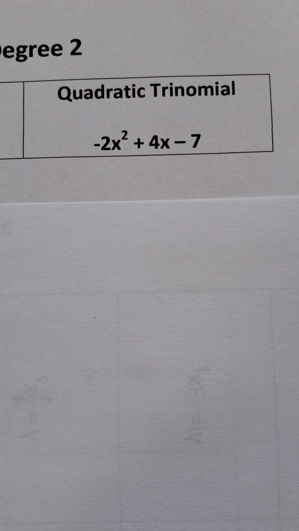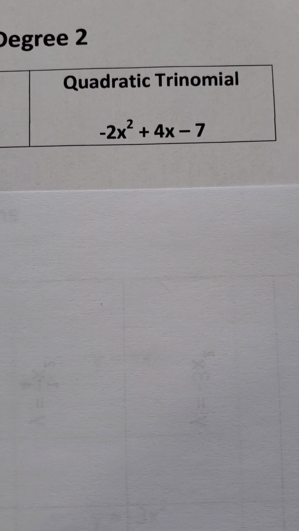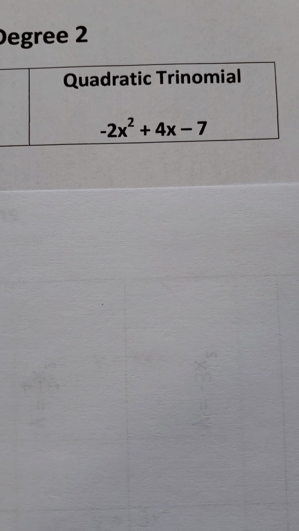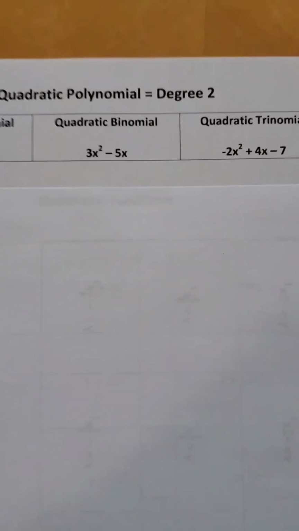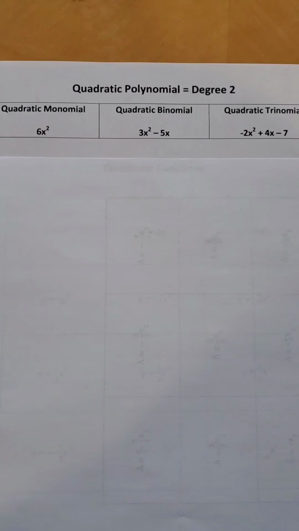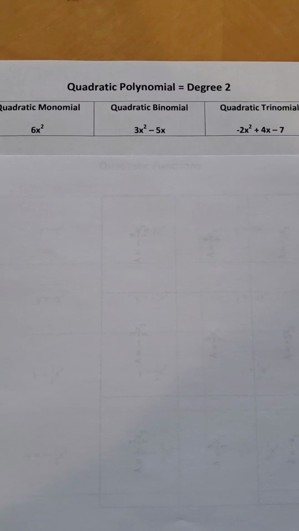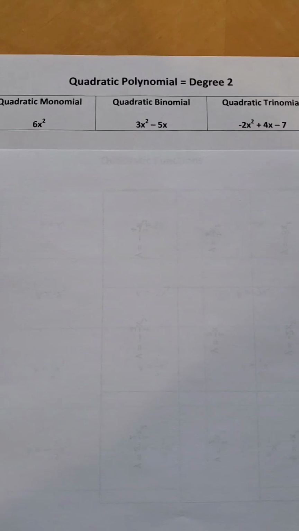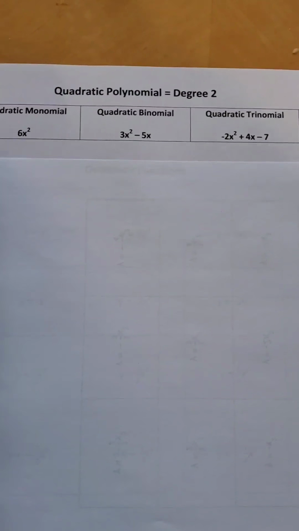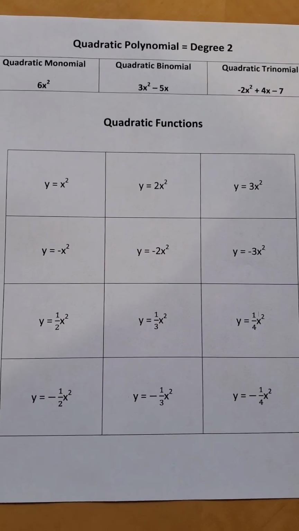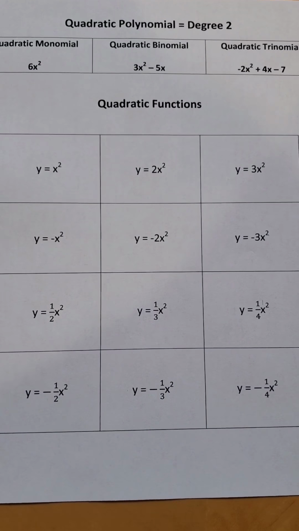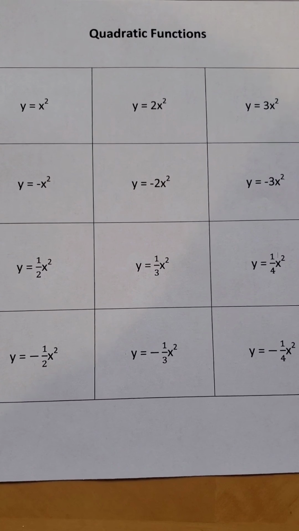And then we have a quadratic trinomial. That has 3 terms, but again, you'll see that there's an x squared in all of them. So when you look at quadratic polynomials, they always are going to have an x squared. Now today I want to talk about quadratic functions. I have a few kids here today that are going to help me, but we're going to get into what do you notice about all of these?